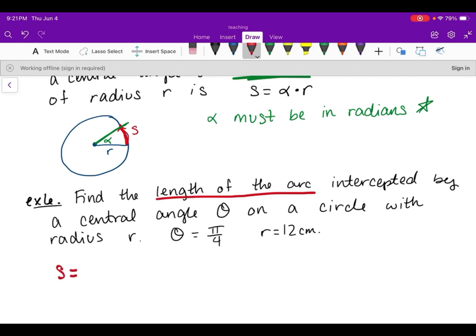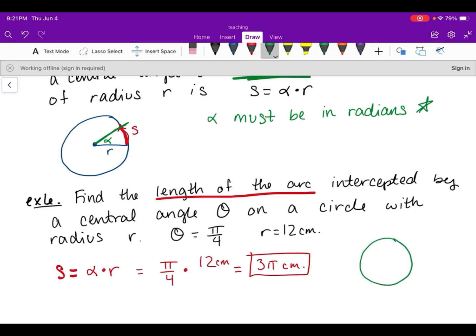So we're looking for the length of the arc, which tells me I need my formula, S equals alpha times r. It already gives me my angle in radians, so that's good. We can just plug that in as my alpha. Because it's a central angle, just because they changed from alpha to theta, it's still the central angle. Then multiplied by 12 for my radius, I get 3 pi centimeters. I usually leave answers with pi in them, that way it's exact.